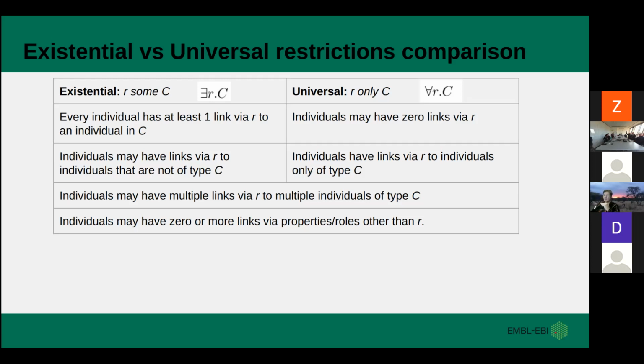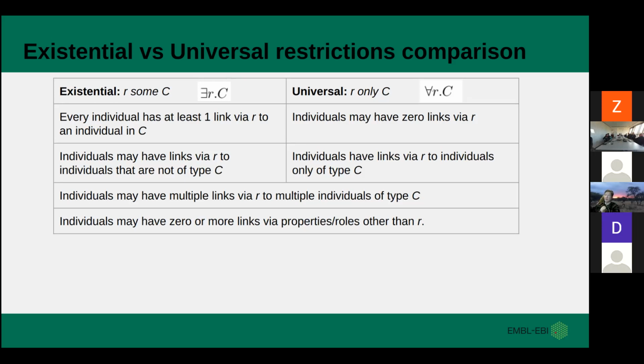Then in terms of things where they are similar, individuals may have multiple links via R to multiple individuals of type C. So there's no limit on the amount of R links to C that they can have. That can potentially even be infinite. And then the individuals may have 0 or more links via properties or roles other than R. So this restriction is about the object property R or the role R. It's not about other properties, object properties or roles.